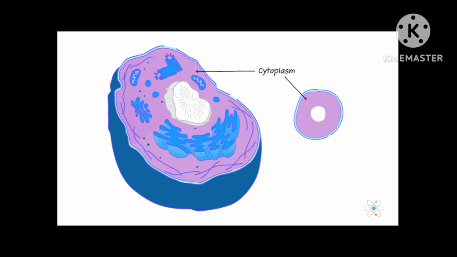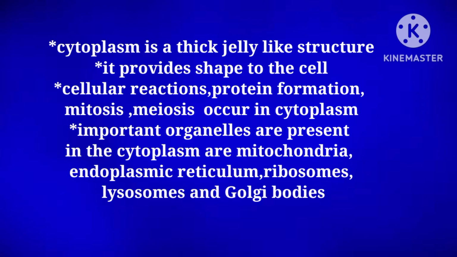Next one is cytoplasm. So this is the diagram of a cytoplasm you are seeing in this picture. So cytoplasm is a thick jelly-like structure. It provides shape to the cell. Cellular reactions, protein formation, mitosis, meiosis all occur in the cytoplasm. Important organelles present in the cytoplasm are mitochondria, endoplasmic reticulum, ribosomes, lysosome and Golgi bodies. So we'll discuss one by one.